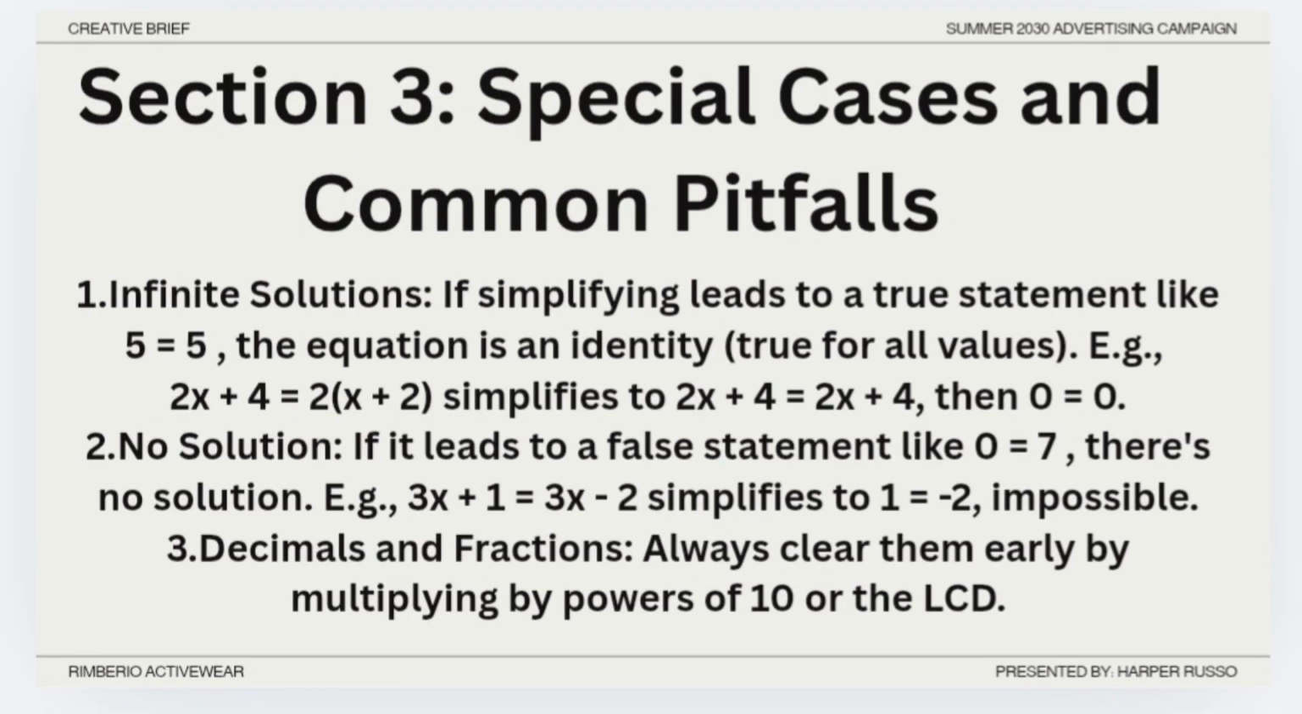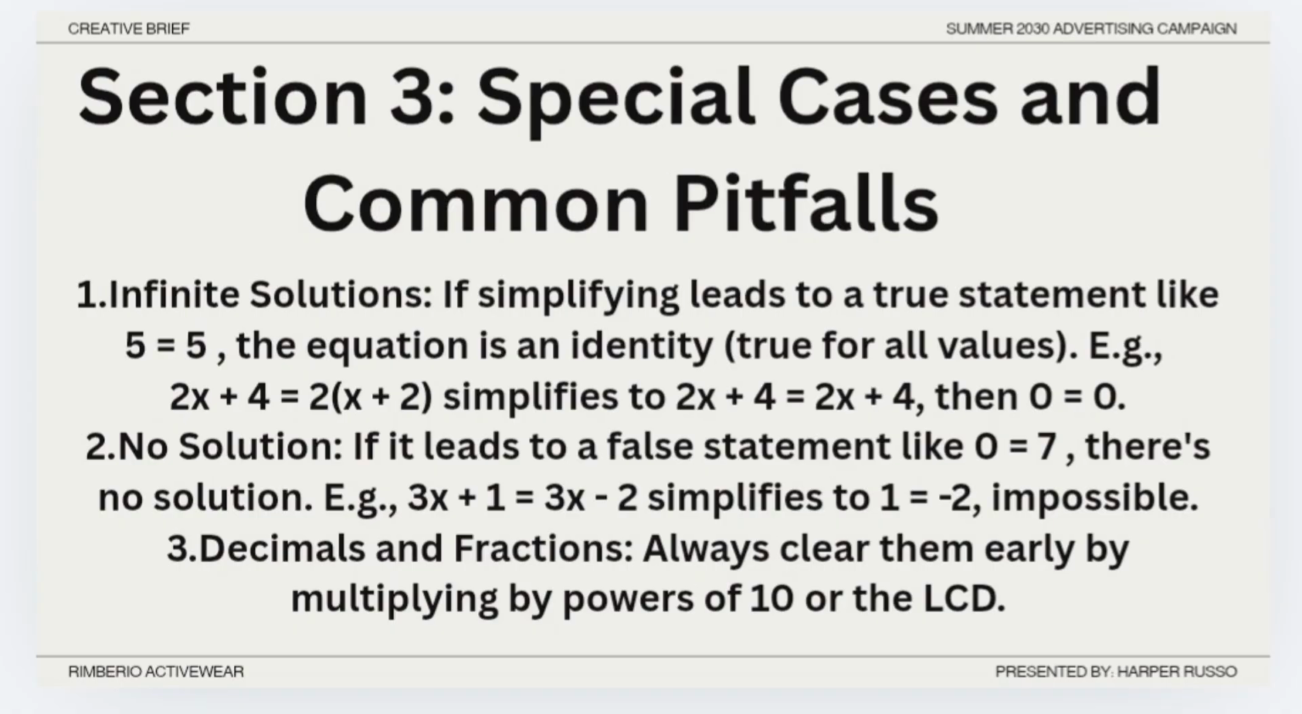Section 3, special cases and common pitfalls. Infinite solutions. If simplifying leads to a true statement like 5 = 5, the equation is an identity, or true for all values. For example, 2x + 4 = 2 times (x + 2) simplifies to 2x + 4 = 2x + 4. Then 0 = 0.